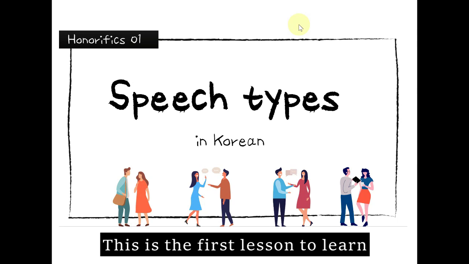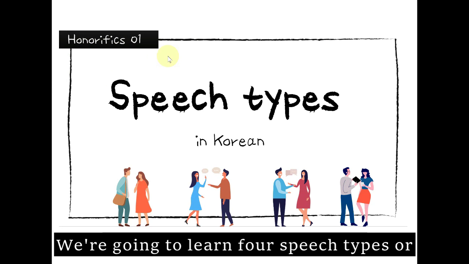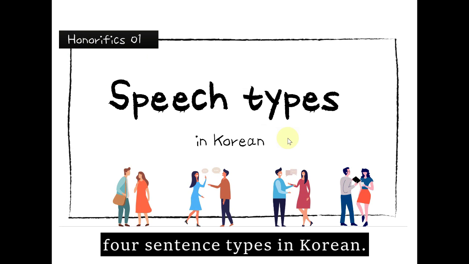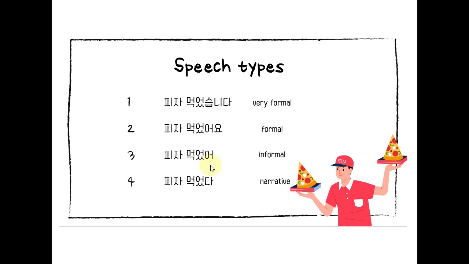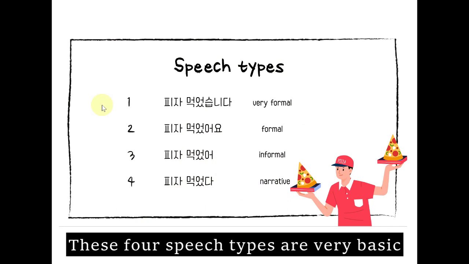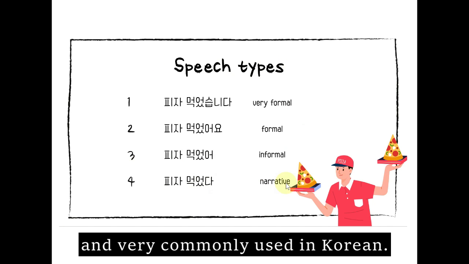This is the first lesson to learn Korean honorific expressions. We're going to learn 4 speech types or 4 sentence types in Korean. This is the content. You can see 먹었습니다, 먹었어요, 먹었어, 먹었다. These 4 speech types are very basic and very commonly used in Korean.